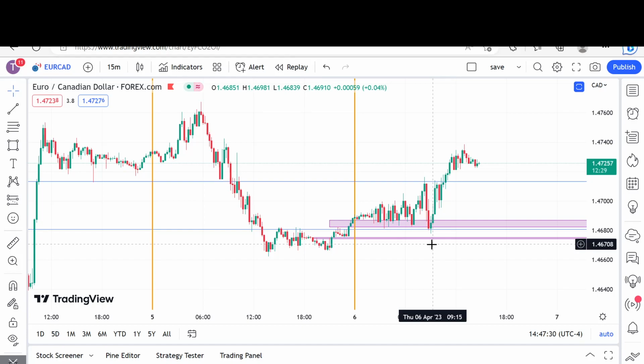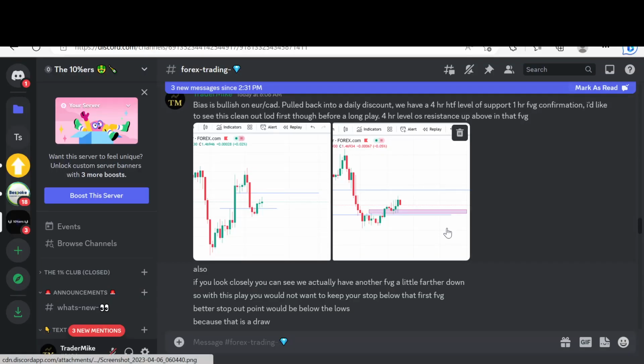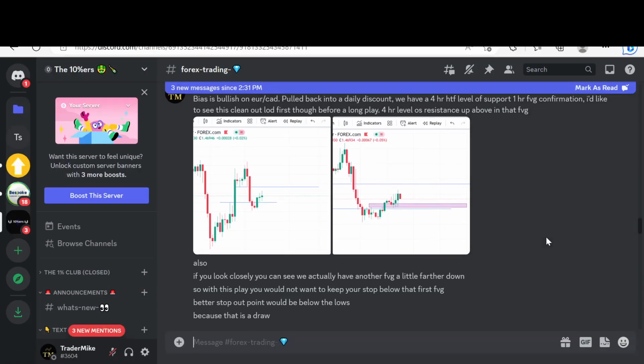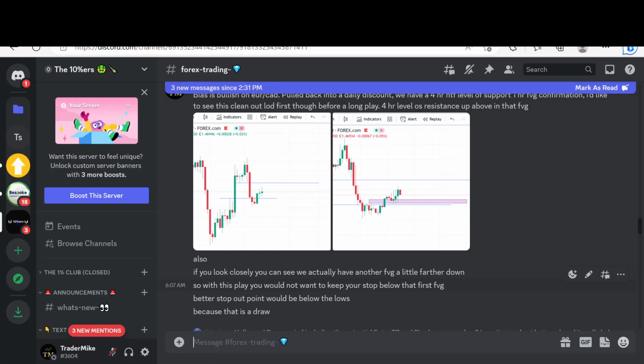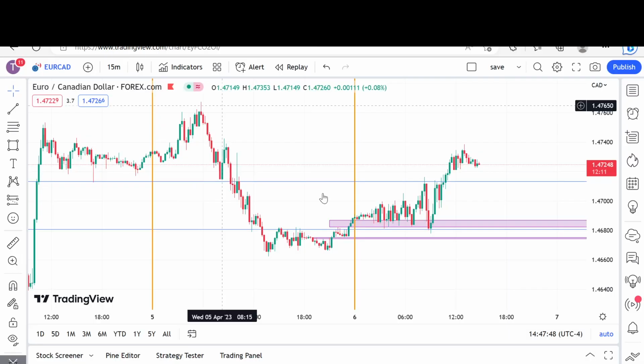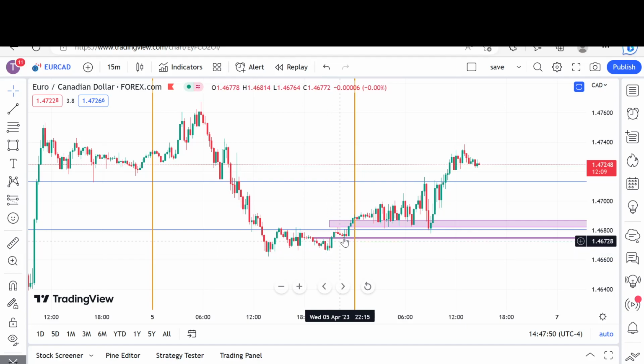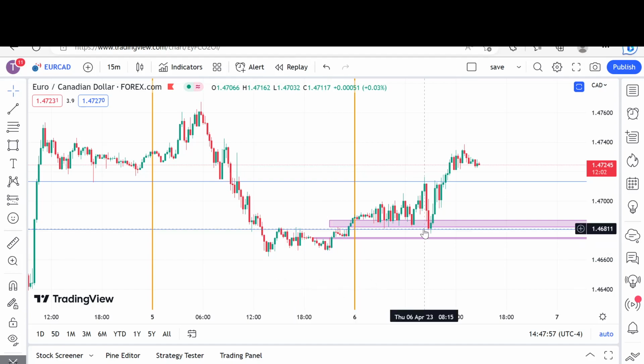So my stop on it, because remember, as I said, if you look closely, you can see we actually have another fair value gap a little bit farther down. So with this play, you would not want to keep your stop below that first fair value gap. Better stop out point would be below the lows because it's a draw. My stop was right down here, because it allowed for it to trade down into that fair value gap. So my stop was beneath this low. And my PT on it was that 20 level. So this was the draw.